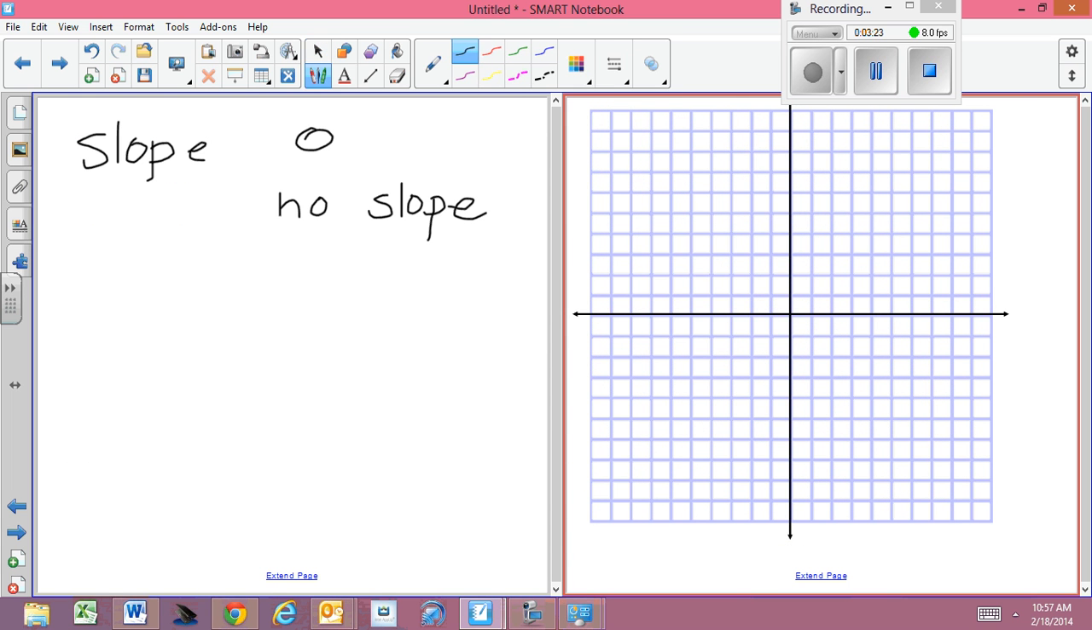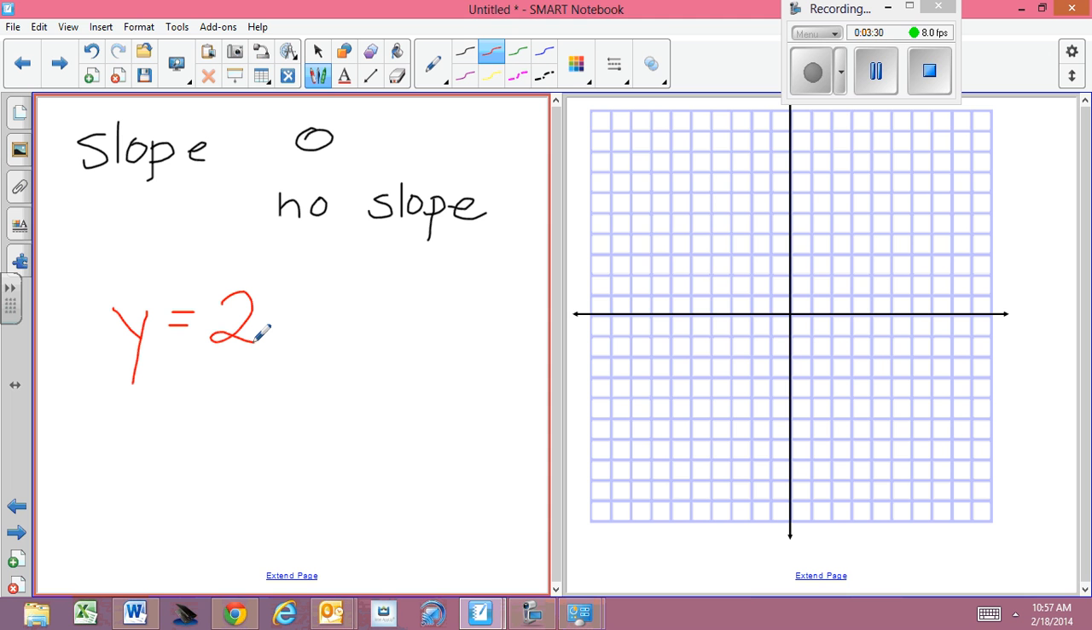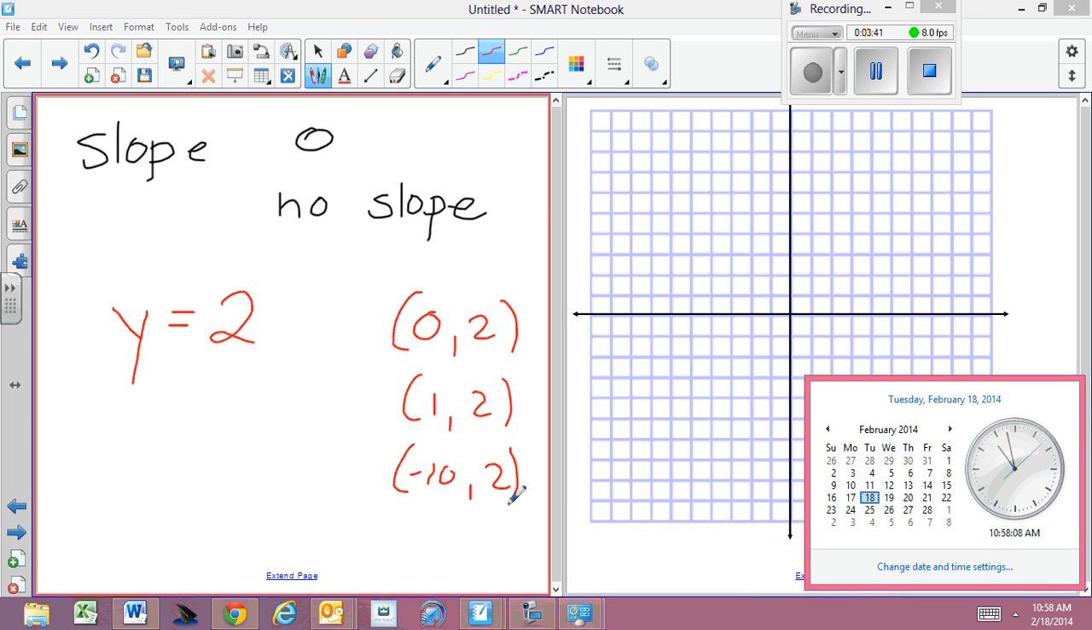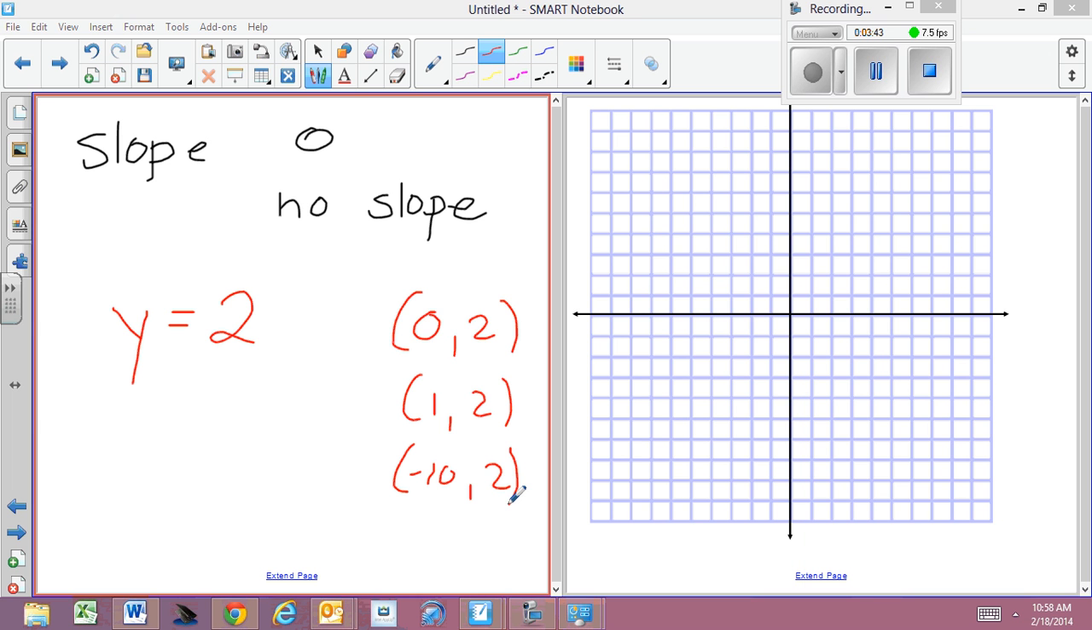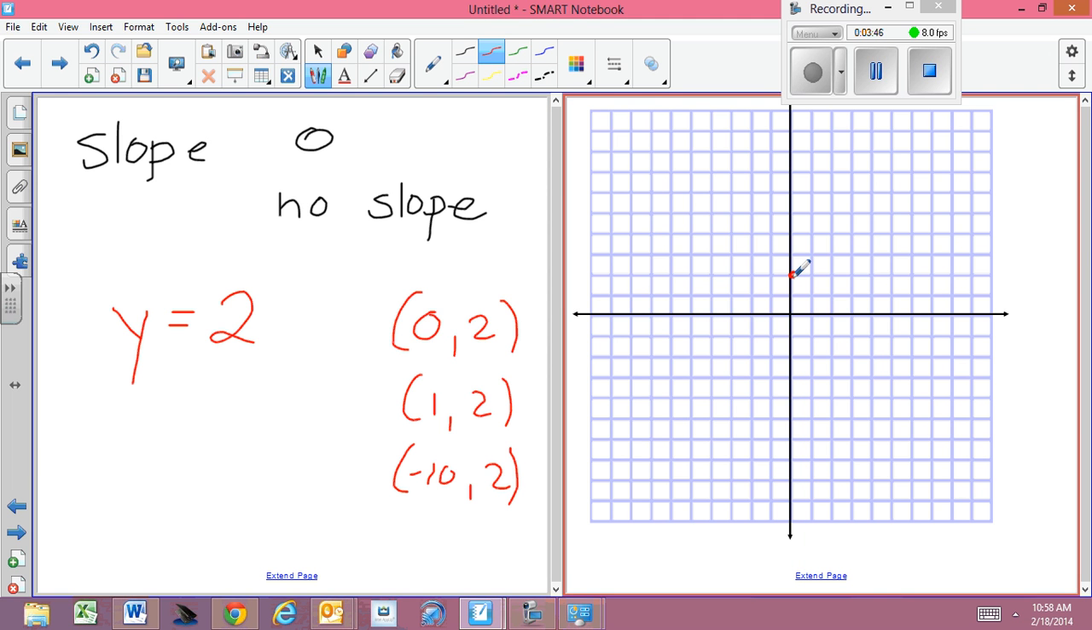And if you're not good at memorizing, I told you guys, just go through the calculations. Let's say I tell you the equation of the line is y equals 2. That means x can be whatever you want it to be. Y has to be 2. If I plot those points, 0, 2 is there. 1, 2 is there. -10, 2 is there. So what you would realize is that this equation forms a horizontal line.